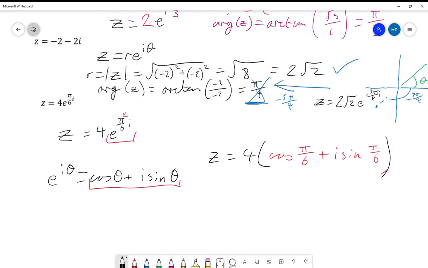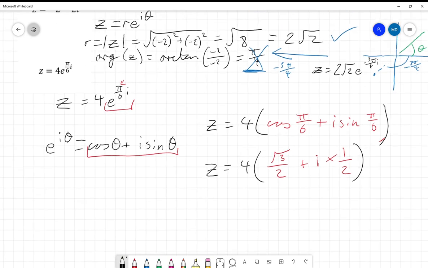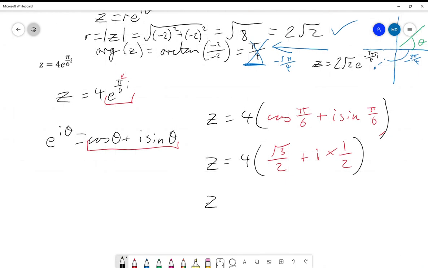Which gives us z is equal to 4 lots of cosine of pi over 6, which is root 3 over 2, plus i times sine of pi over 6, which is just a half. Then we just need to expand and we get z is equal to 2 root 3 plus 2i, and we're done.